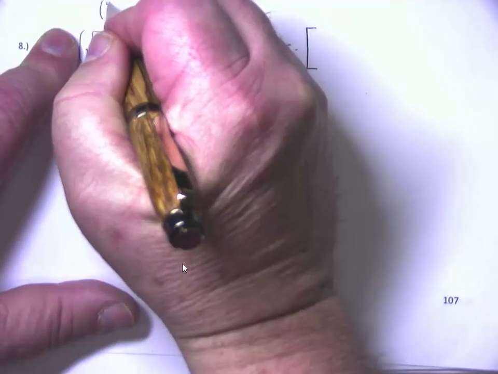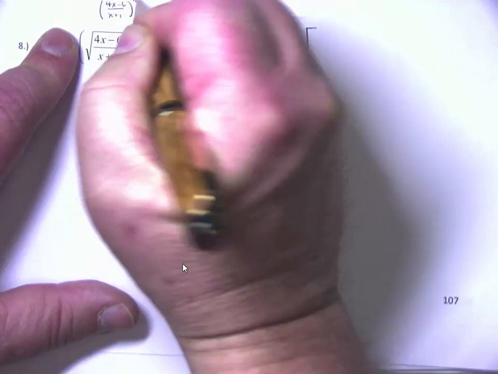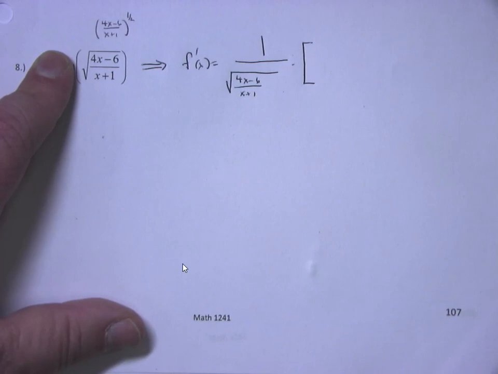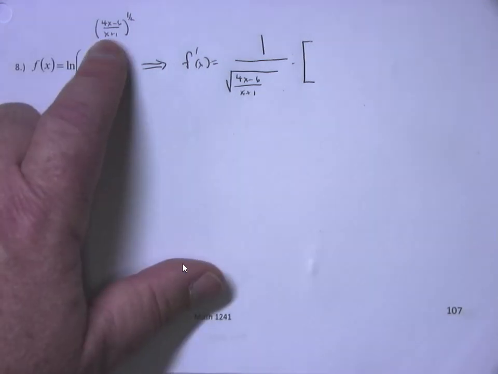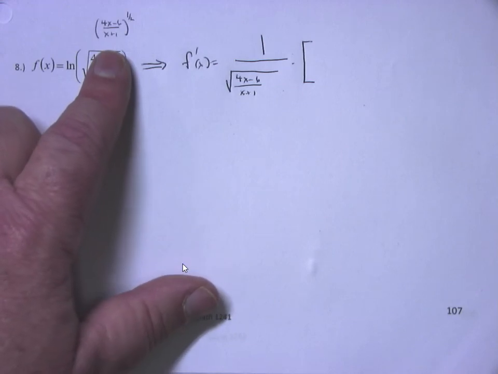This is the same thing as 4x minus 6 over x plus 1 to the half a power. Now look at that guy right there and tell me, what rule would you use to take derivative of this thing? Well, there's a quotient with it, but that's not the big rule. What's the big rule? Chain rule. I got this weird quotient thing on the inside, but I got that 1/2 on the outside. This is a chain rule problem. Chain rule. Derivative of the outside, inside stays the same, times derivative of the inside.